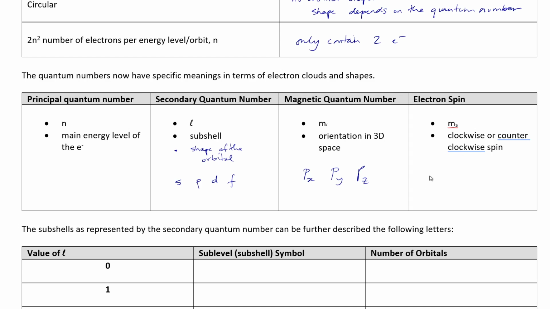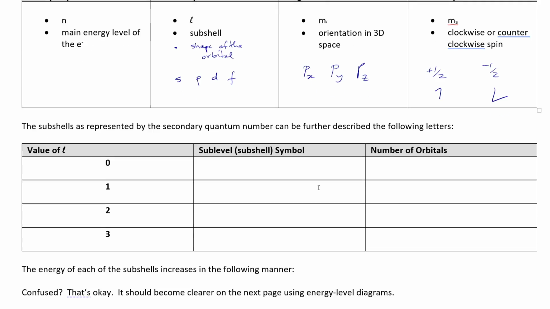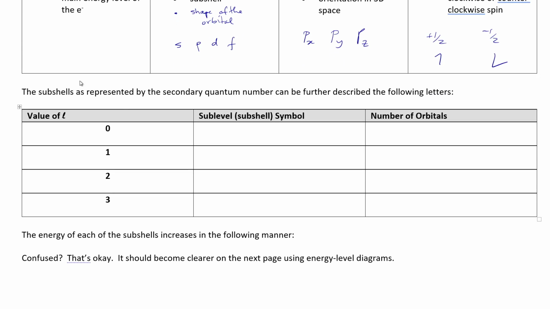And then there's an electron spin, which remember, recall, is either positive 1/2 or negative 1/2. And so that's either your up spin or your down spin, or clockwise or counterclockwise spin. Again here, this is more review.